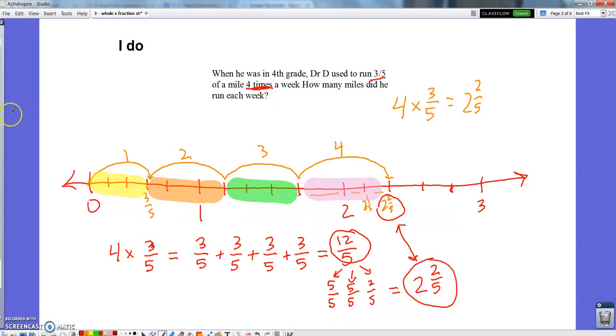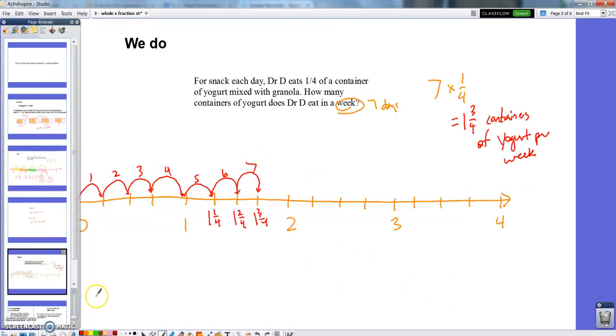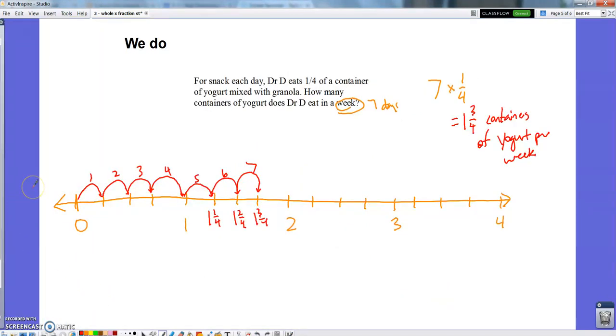Okay? Open up your notebook, either to the page you're going to do these on, or to the new page you made. Here was our second example yesterday. For a snack each day, Dr. D eats 1/4 of a container of yogurt mixed with granola. How many containers does he eat in a week? Here's how we did that with the number line. We started from 0, and we're making 7 groups of a fourth, 7 times a fourth. I made 7 of those, and I ended up there.